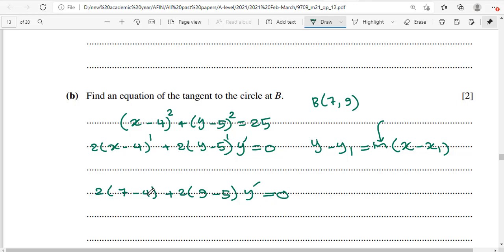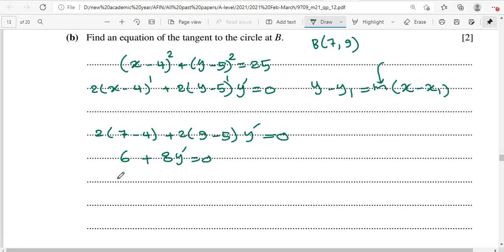7 minus 4 is 3, times 2 is 6, plus 9 minus 5 is 4, times 2 is 8, but this 8 is not a normal 8, it's 8 y prime equals 0. To make y prime the subject, this 6 goes to the other side, becomes negative, and then we divide by 8. Y prime equals negative 6 over 8. That simplifies to negative 3 over 4. They are both fine. Now I have the gradient.